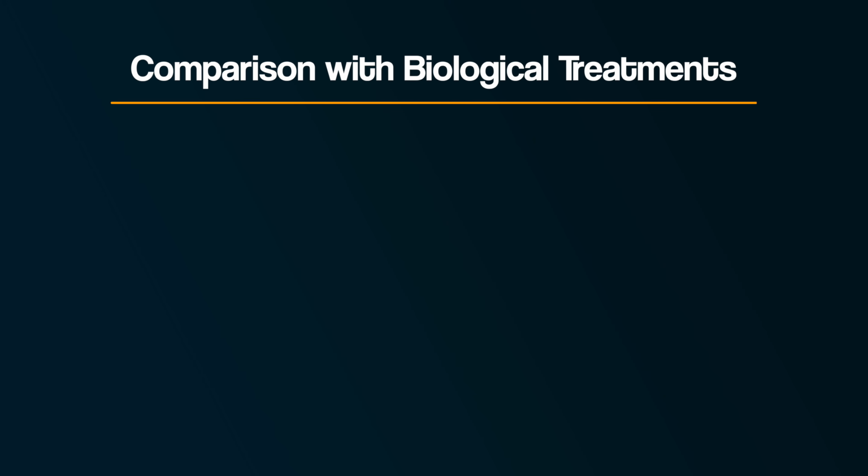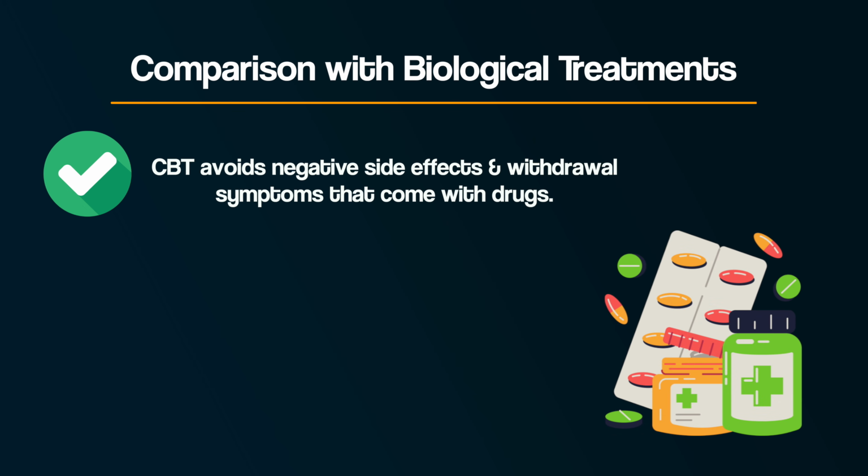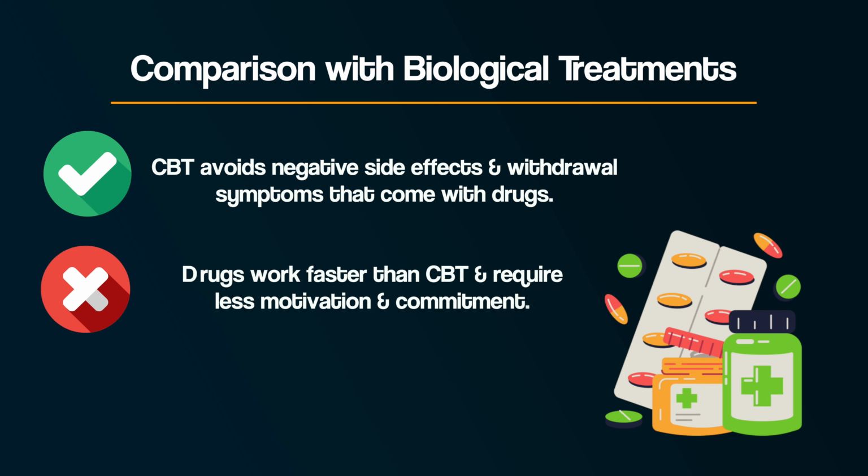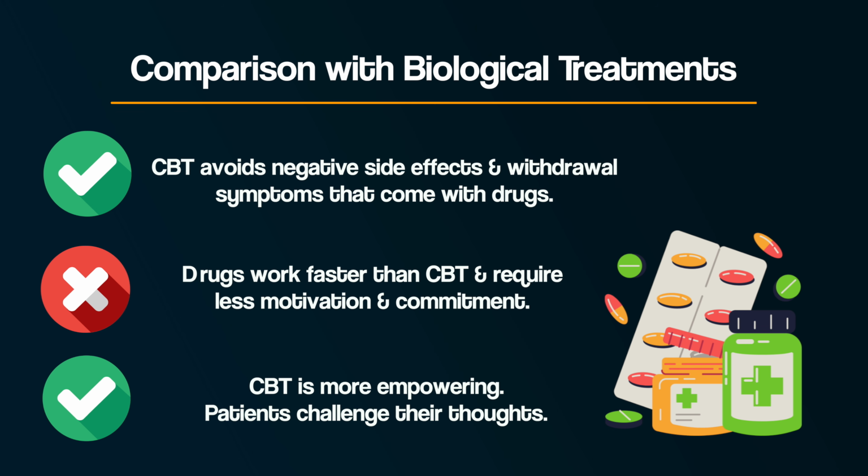We can also evaluate cognitive treatments of depression with comparisons with other approaches. CBT avoids negative side effects and withdrawal symptoms that come with biological treatments with drugs, making it a safer and more stable option for patients. But drug treatments work faster than CBT and require less motivation and commitment, which can make them a more practical option for some individuals. However, CBT is more empowering than biological treatments through medication, as it actively involves patients in challenging and changing their thoughts, giving them a greater sense of control over their depression rather than being reliant on a drug.